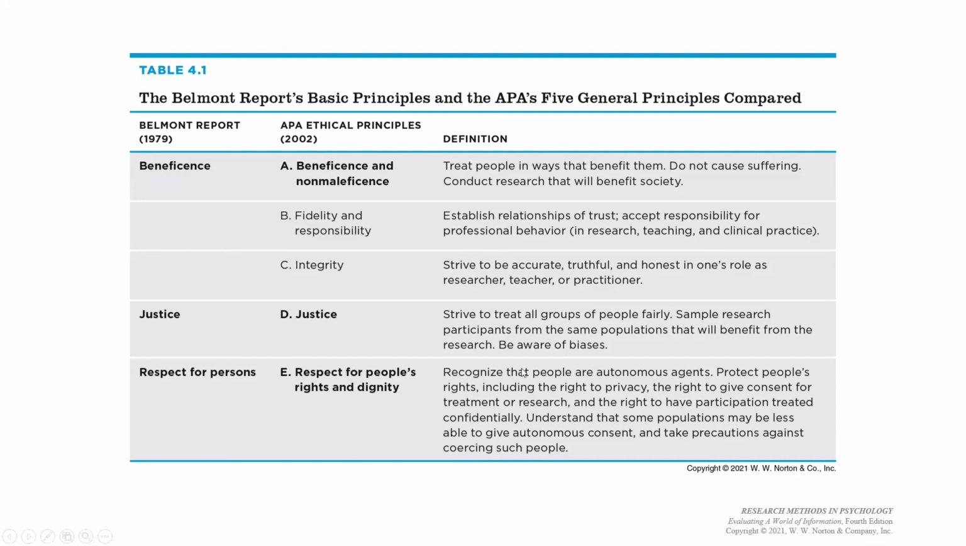In terms of learning objectives, this table is a pretty easy one for you to parse. Remember that we want you to be able to know what was in the Belmont report and how this relates to APA principles. So these words should be on your flashcards that you're making.